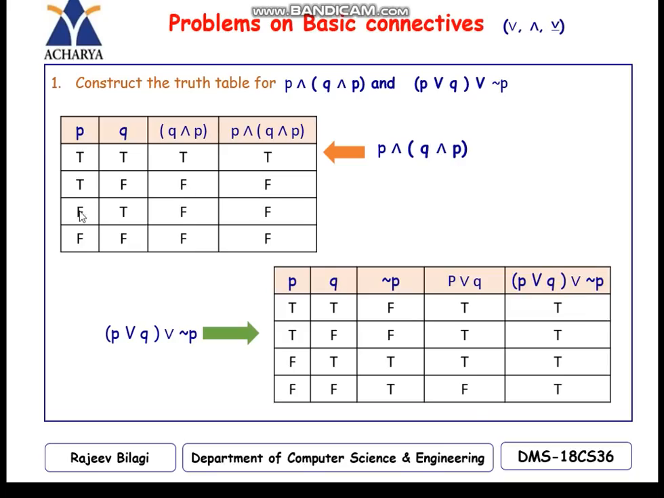So this is F, this is F, again it is F. So the final truth value for this particular compound statement P and Q and P is T, F, F, F. Okay, hope it is clear.